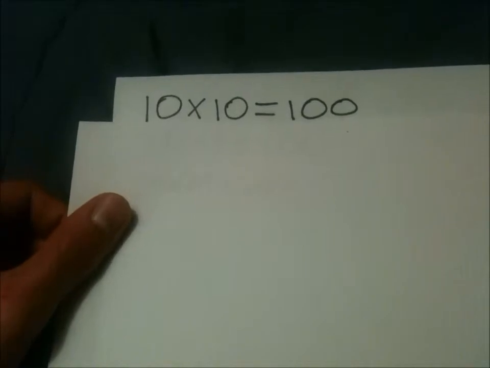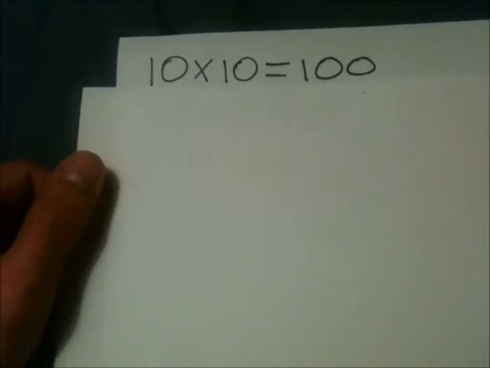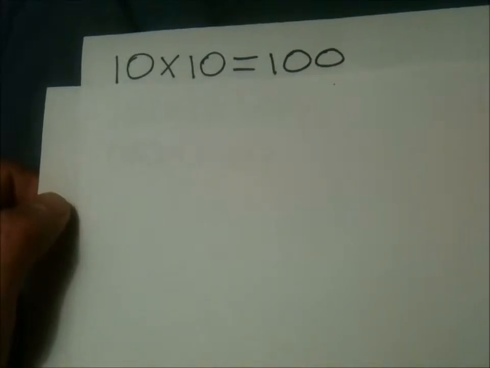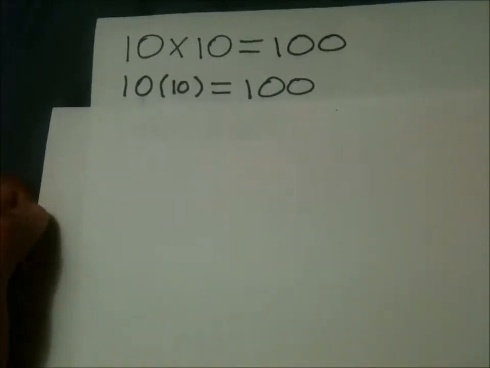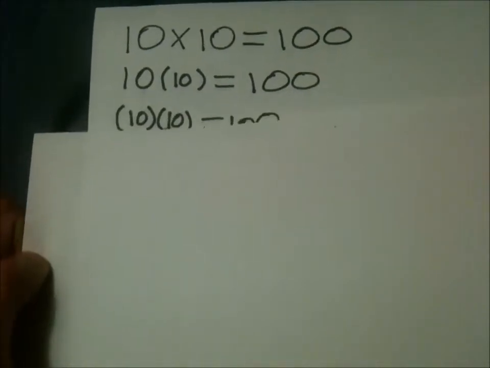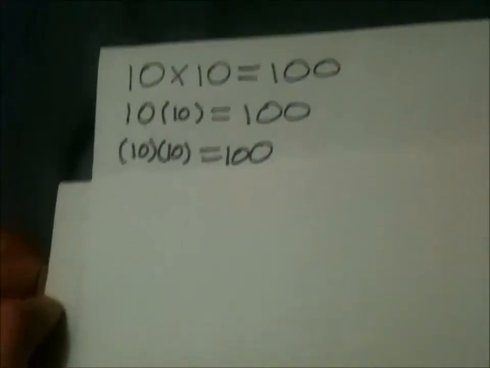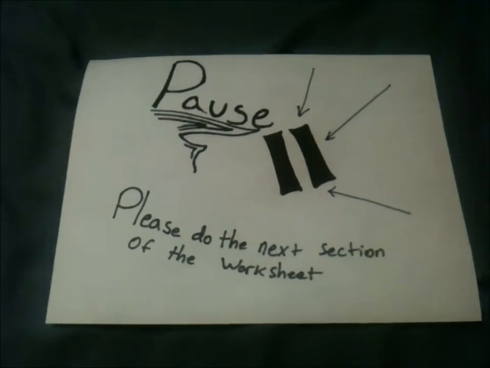Parentheses can also be used as a means of multiplication. Now here we have a normal 10 times 10 equation equaling 100. But when we want parentheses to be thrown into the mix, we can have it done in two ways. Either by a number being directly outside an encased number in parentheses, or two numbers encased in parentheses being directly next to each other. Please take this time to pause the video so the class can work on Section A of the worksheet.